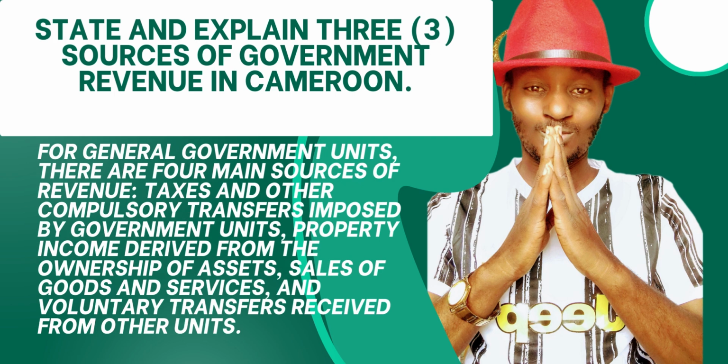State and explain three sources of government revenue in Cameroon. For general government units, there are 4 main sources of revenue: taxes and other compulsory transfers imposed by government units, property income derived from the ownership of assets, sales of goods and services, and voluntary transfers received from other units.